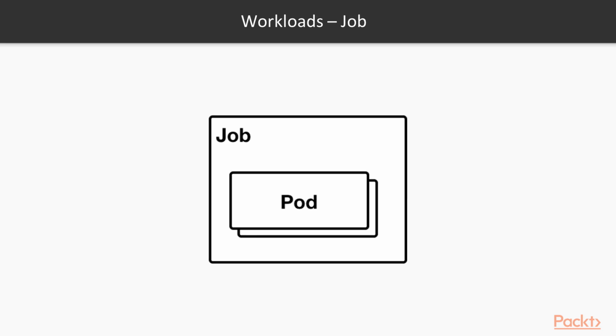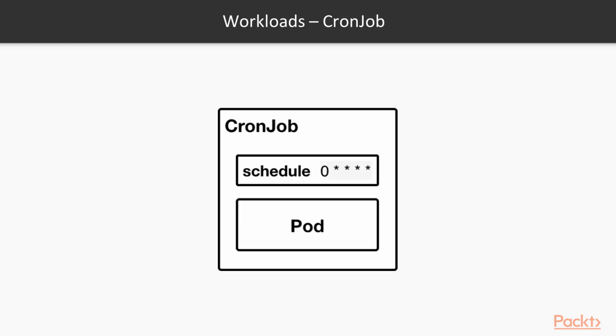Then we have jobs. Jobs will run one or more pods to completion. You might want to use this to, say, populate a database, do a backup job, or some other batch process. And a cron job will run a job on a schedule, using the standard cron format for the schedule time.